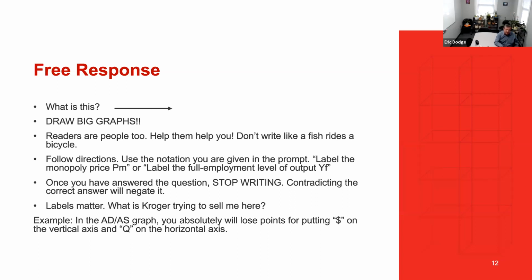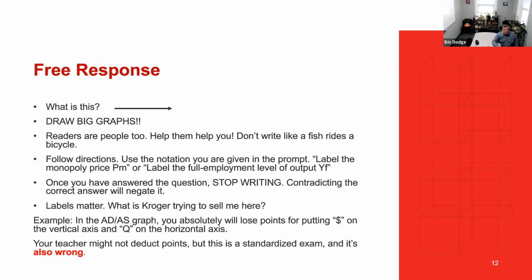For example, in macroeconomics, if you're drawing the ADAS graph, you will absolutely lose points if you put a dollar sign on the vertical axis and a Q on the horizontal axis. I know, maybe your teacher doesn't care. Maybe your teacher won't deduct those points, but trust me, on a standardized exam, those readers will be deducting a point for incorrect labels, and also it's wrong. So label things correctly, stay within the lines, you'll be okay.